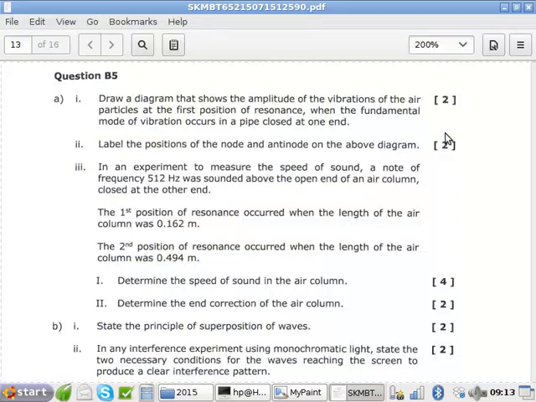In an experiment to measure the speed of sound, a note of frequency 512 was sounded above the open end of the air column and closed at the other end. The first position of resonance was at 0.162 and the second was 0.494.